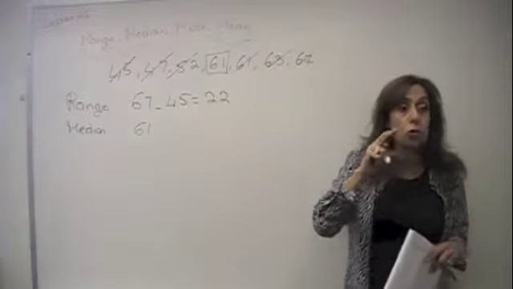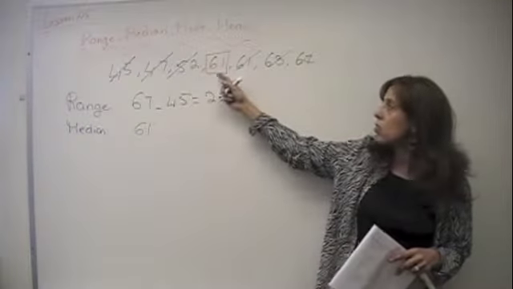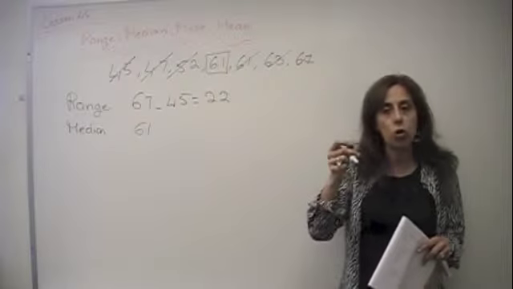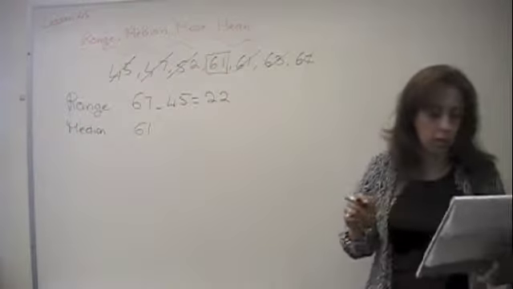Sometimes you end up with two if you have 8 numbers. What you do is average them. Let's say you have 61 and 62. So you average them, and that would be 61.5. We're going to have an example for that.